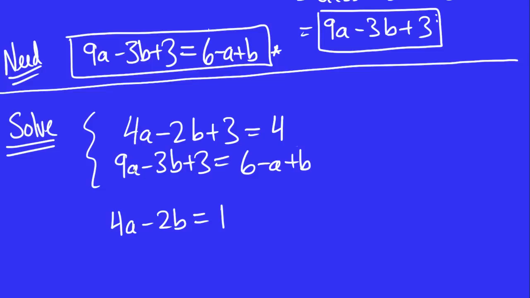For this one here, let's bring the a's together. I have a 9a over here, and I have a minus a here. When I bring the minus a to the other side, it becomes a plus a. 9a plus 1a is 10a. Here, for the b's, let's see. Minus 3b minus b is minus 4b. And let's bring this 3 to the other side, so we get 6 minus 3, which is 3. And there's our system, right?